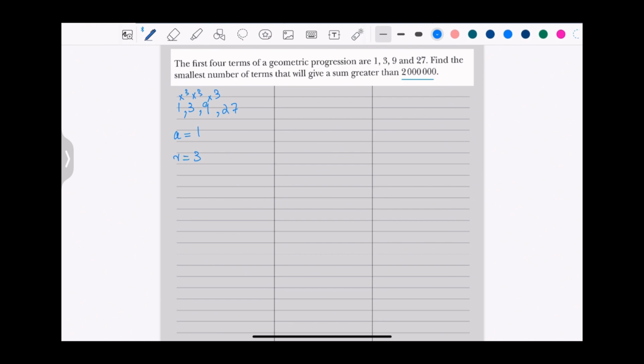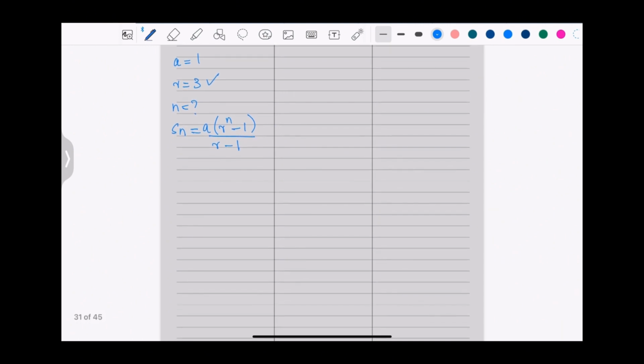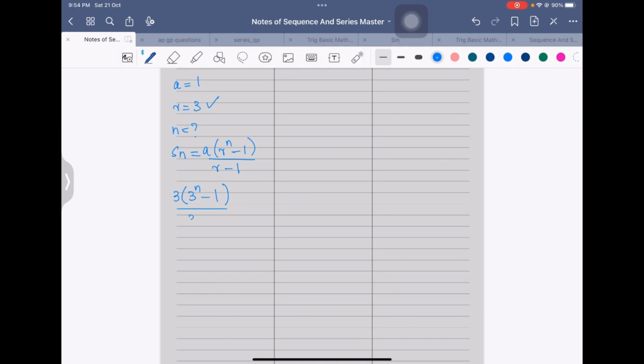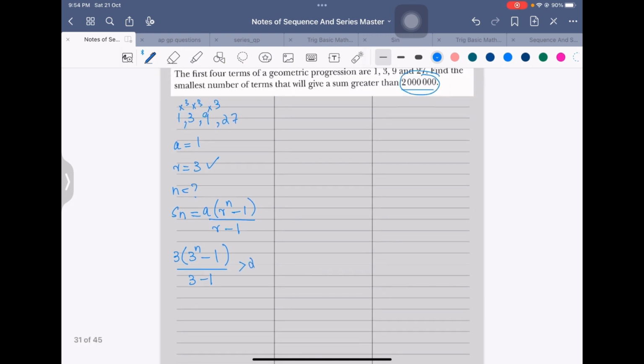So I need to find out n. How many terms will make a sum greater than this number? So Sn is equal to A times r to the power of n minus 1 over r minus 1, and since r is greater than 1, I know this formula applies. So 3 times 3 to the power of n minus 1 over 3 minus 1 is greater than 2 million.